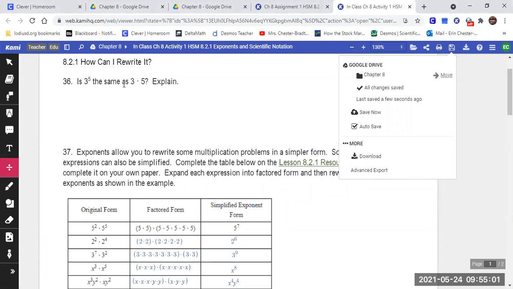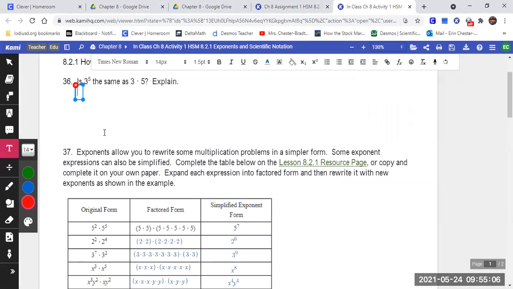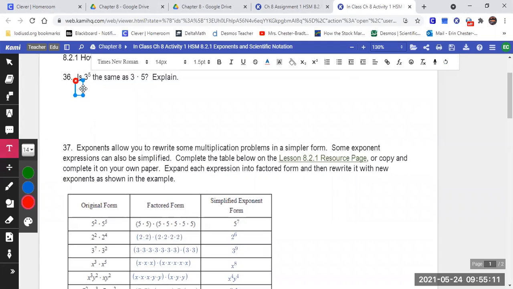Does 3 to the 5th power mean the 3 times 5? Does 3 to the 5th power the same as 3 times 5? Thank you, Charlie. Do those mean the same thing? 3 to the 5th power, 3 times 5? After what we've just got done with, is 3 to the 5th power the same as 3 times 5? No, because we learned, no.